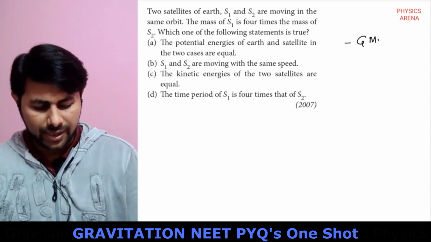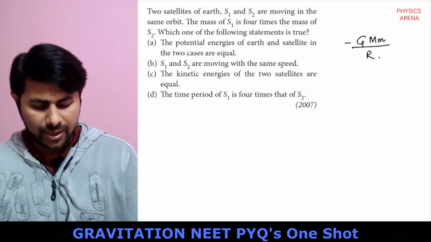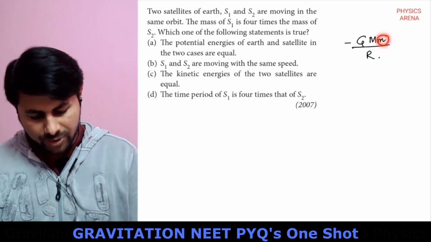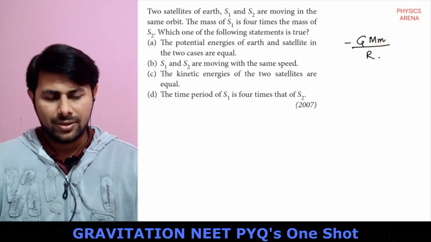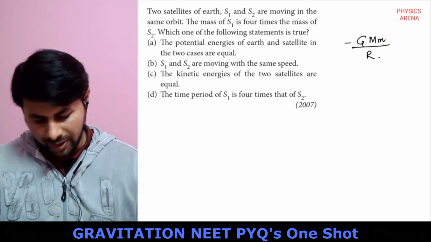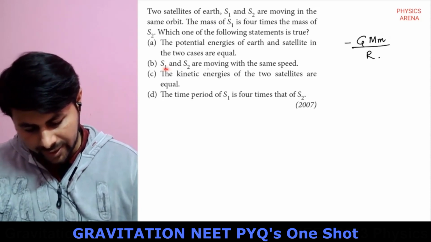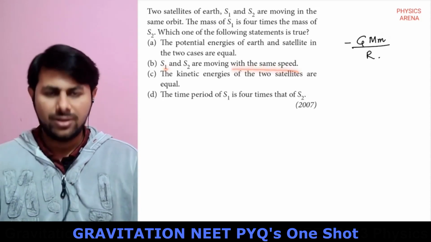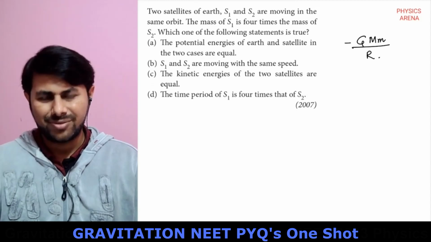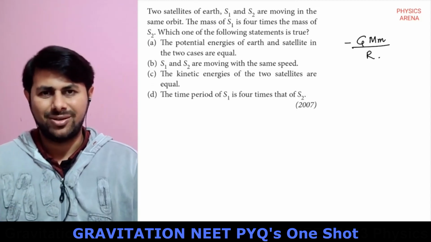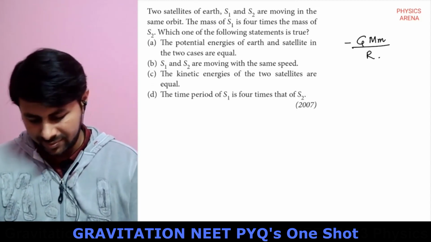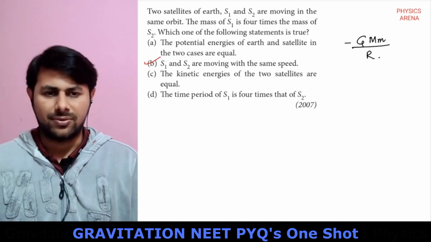It is minus of GMm upon r. It depends on the mass of the satellite. Okay, so Sanjay is saying option B. Let's check. S1 and S2 are moving with the same speed. This must be true because they are moving in the same orbit, right? So yes, this is true.